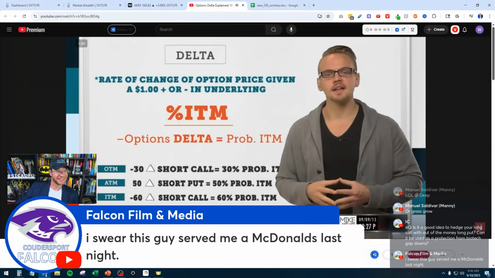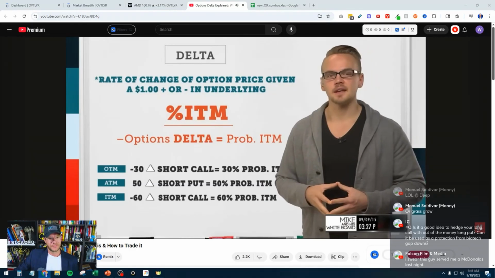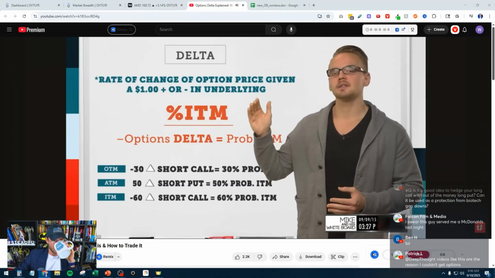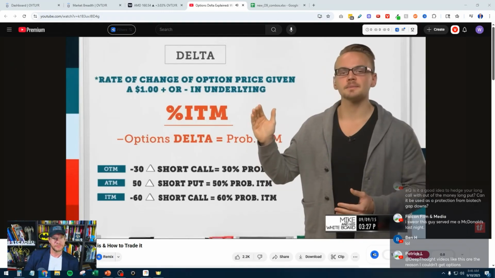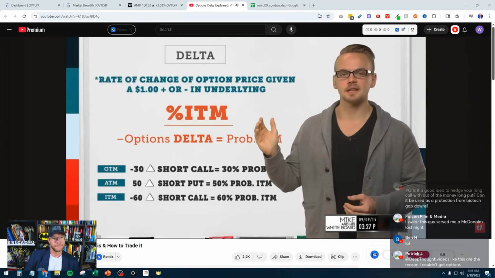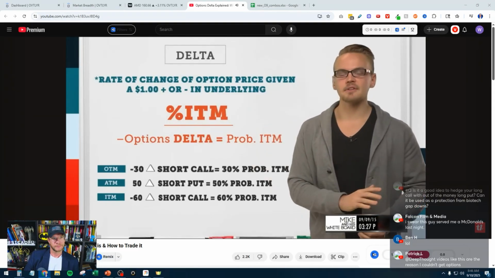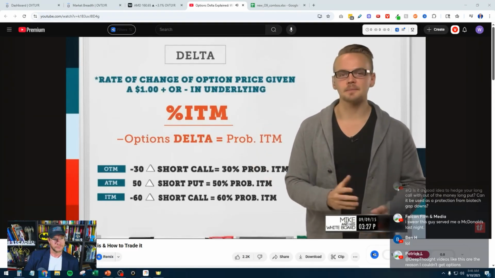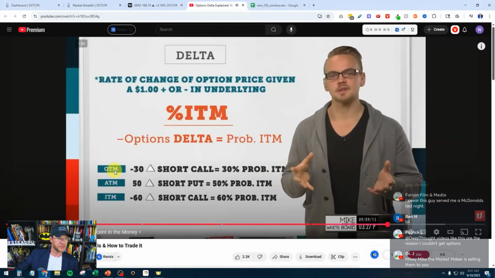If I'm looking at a short call that's in the money, it's going to have a higher delta than 50. That's because if you look further out of the money with calls or puts, it doesn't matter, it's going to have a lower delta because it has a lower probability of being in the money. But the further you go in the money, the higher the delta and the higher the probability of being in the money. So if I'm buying an option, that's what you want.